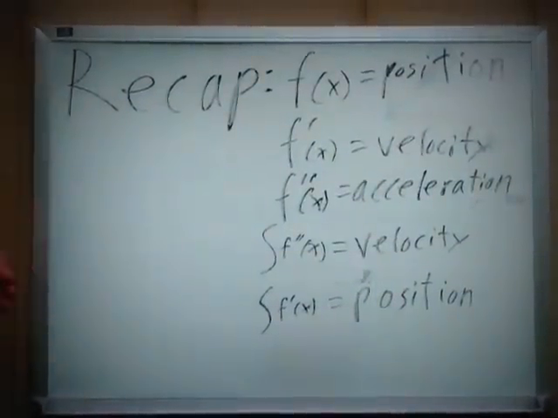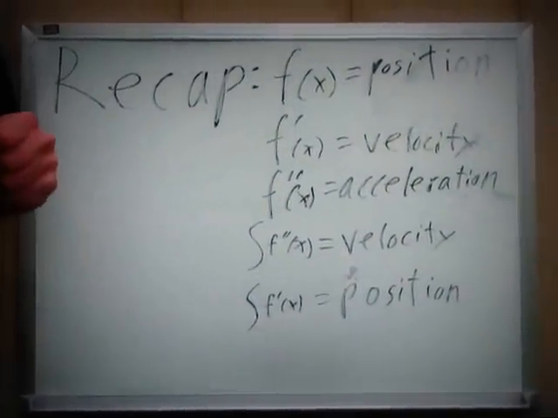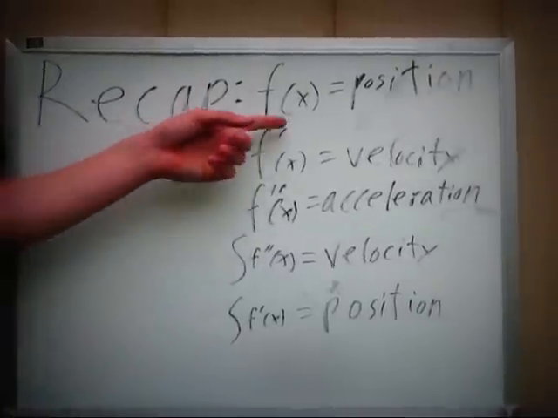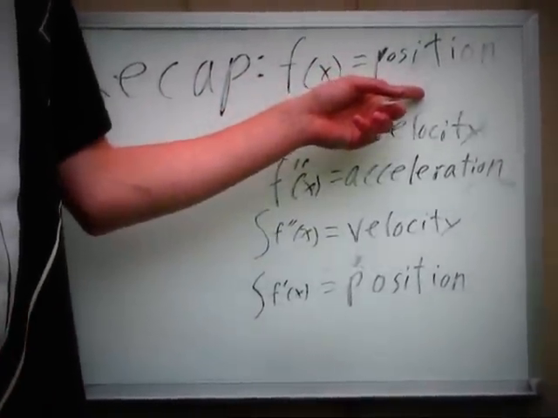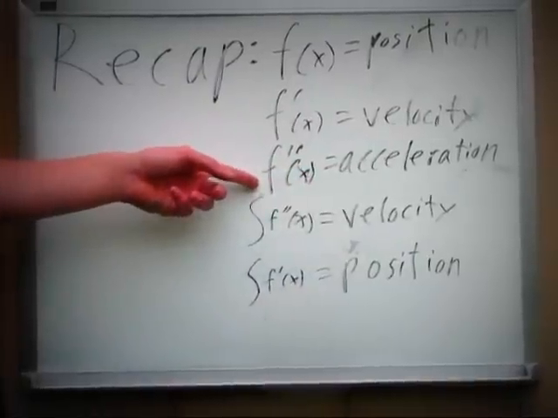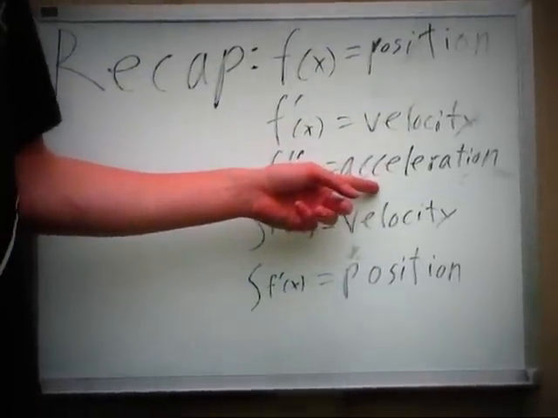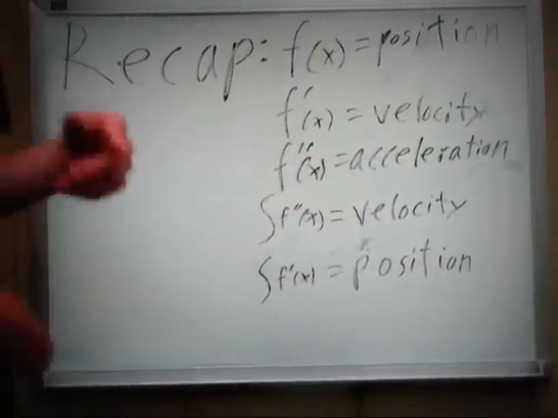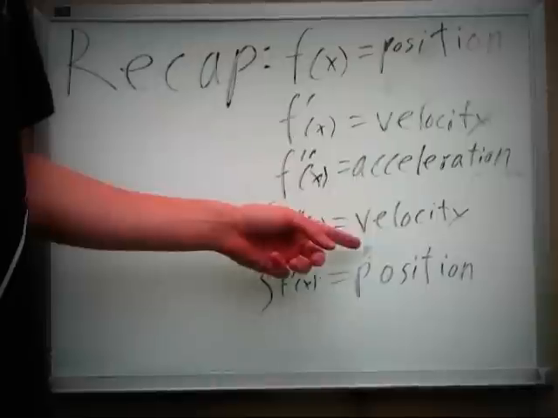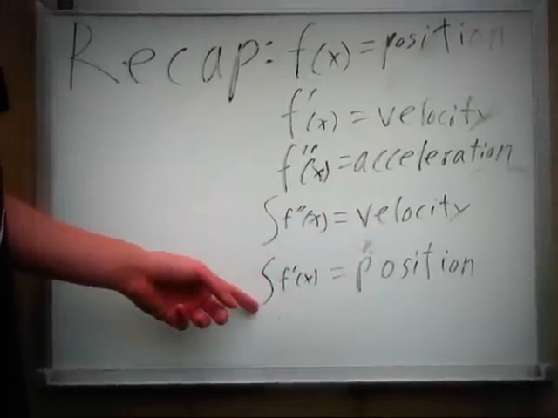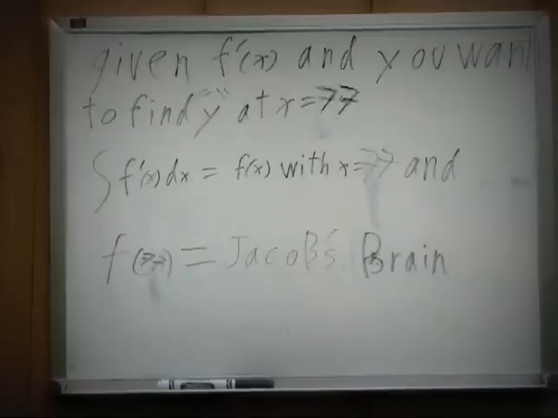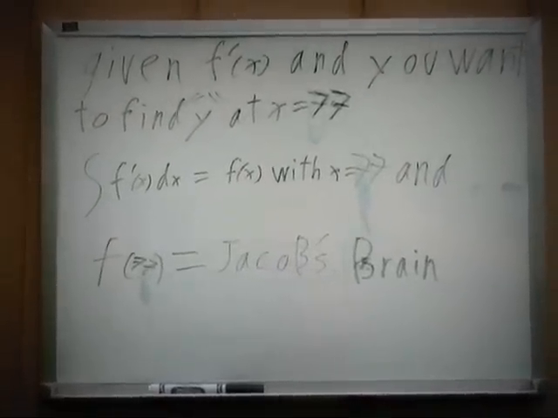Now, before we move on any further, we need to make sure that we have the basics down, otherwise known as the recap. So, f of x is known as the position function. The derivative of f of x is known as the velocity function. The second derivative of f of x is also known as the acceleration. So then, to reverse it, you use the integral. If you take the integral of the acceleration function, you have the velocity. If you take the integral of the velocity function, you get position.